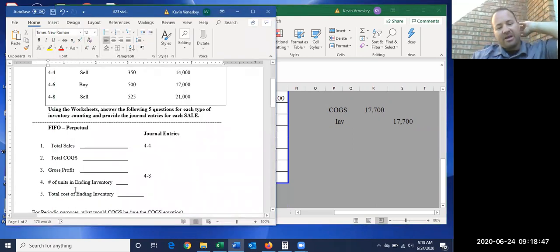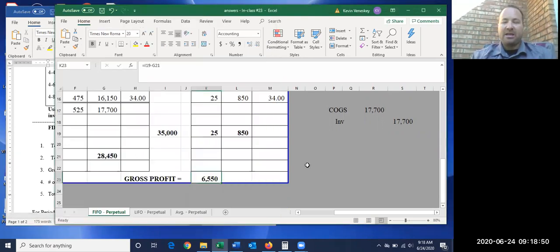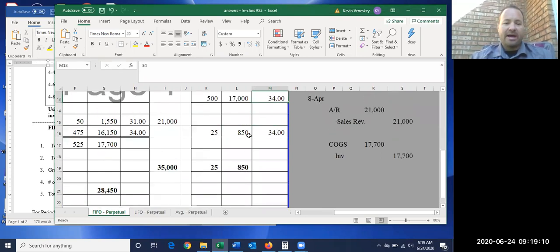And then finally, number of ending units and the total cost of my ending inventory. Well, that's simply what I have here. I have 25 items left, and they cost me $850. The price per unit is 34 bucks. I didn't really need to put that on this one because I already have it up here in my actual. So this is just my final answers for number 4 and 5. That's why they're in bold.